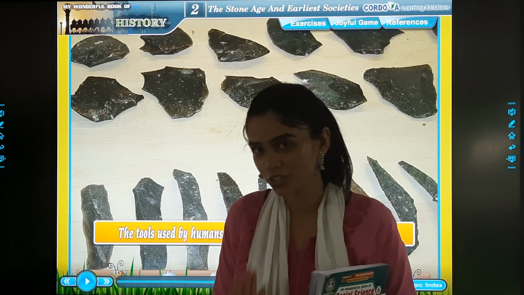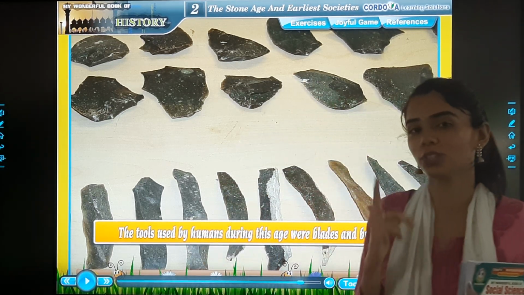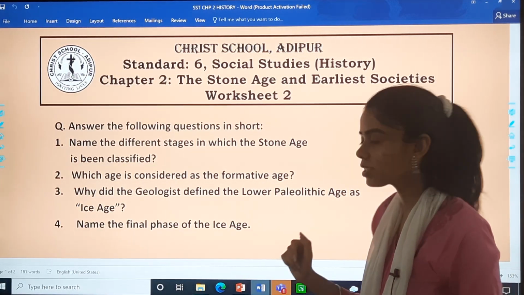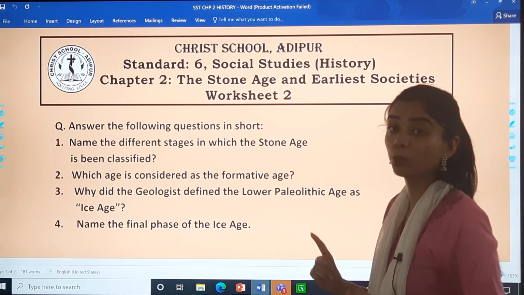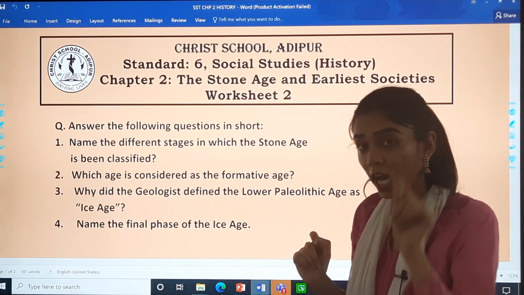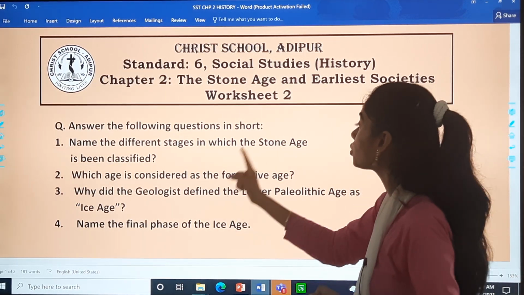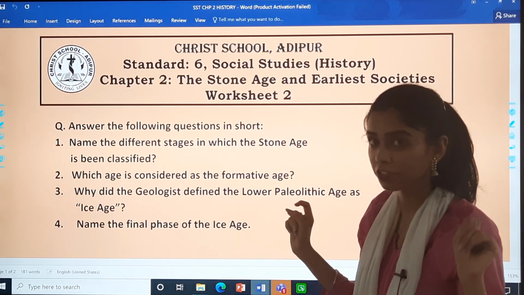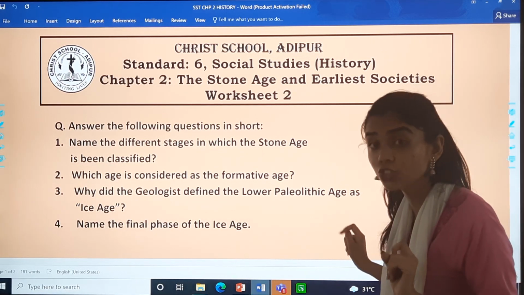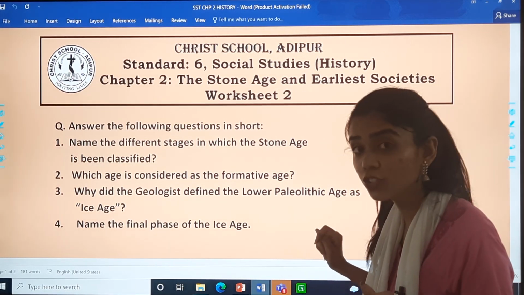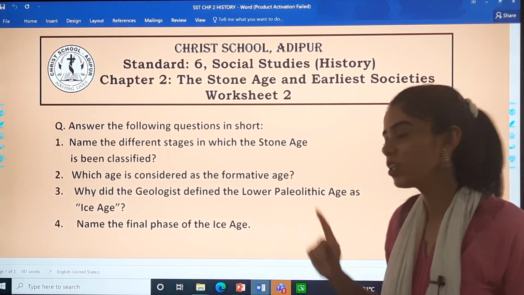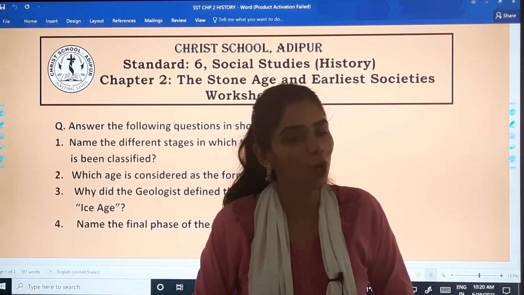Yeah. So we'll stop over here, and now let us quickly go to the worksheet. So this is your worksheet. Answer the following questions in short. Name the different stages in which the Stone Age is being classified. Remember, in the beginning we did the classification. Which age is considered the formative age? Why did the geologists define the Lower Paleolithic Age as the Ice Age? Why was it called the Ice Age? And name the final phase of the Ice Age. So all this we have discussed, and I hope it's clear to all of you.